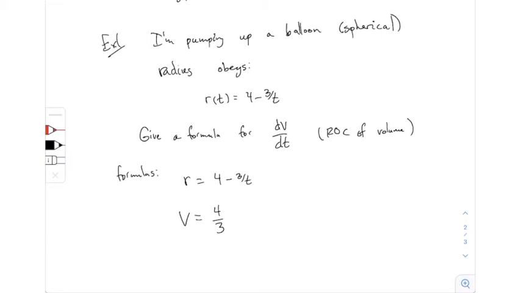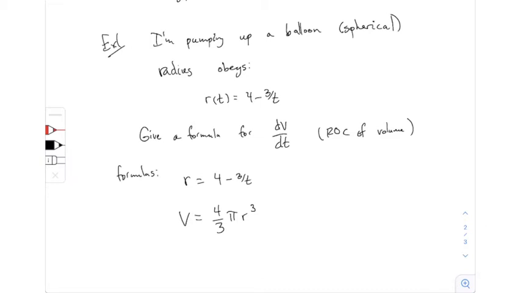There's a 4/3. There's a pi. It goes right here. And there's an r cubed. Great job. 4/3 pi r cubed is the formula for the volume of a sphere. Like I said, I don't expect everybody to know that. I would expect you to be able to look that up if you have to. So that's the formula for the volume of the sphere.